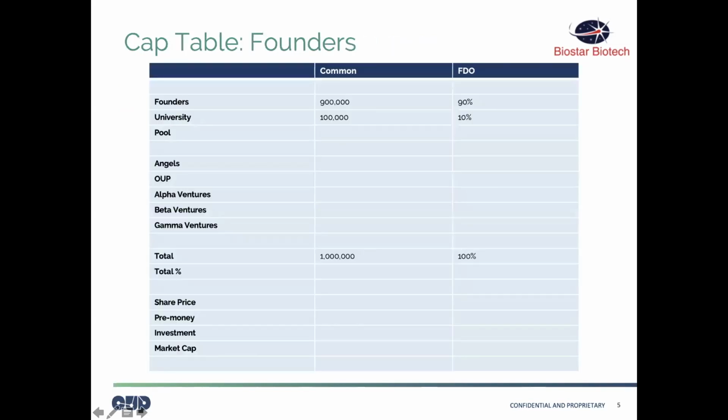On the next slide, you can see the founders' allocation. So the university has a 10% stake, the founders obviously 90%. And arbitrarily, the company was capitalized with 1 million shares of common stock. No money was invested. This is just allocation of founding shares.